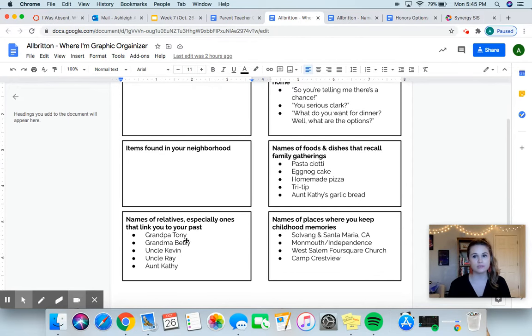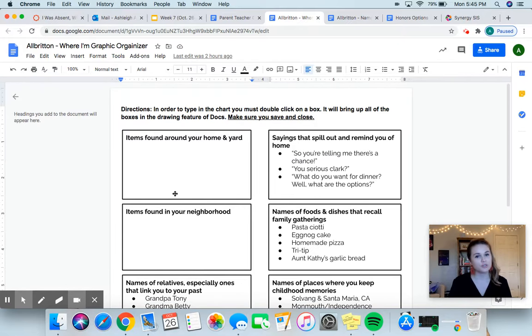Names of relatives, especially ones that you link to your past. These are people that are very special to me, and I have specific relationships with them that really impact my identity in terms of where I'm from and my family. So I won't go into that too much. But the other two that I have yet to complete, you will make sure to complete in yours as well.